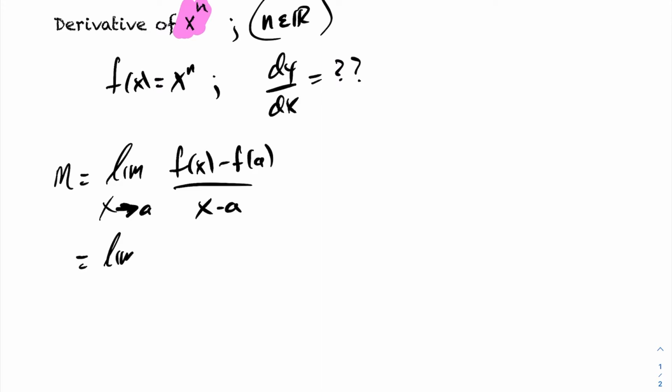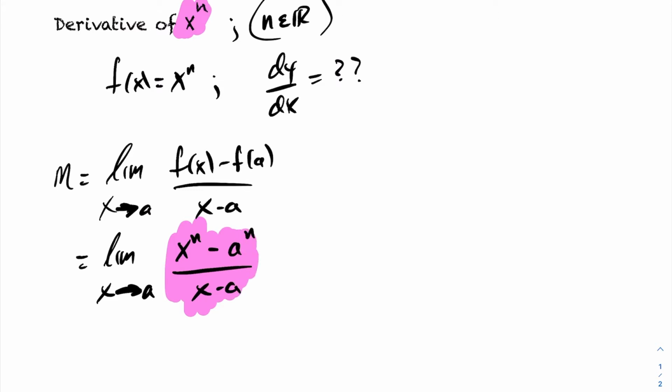Now, as I go here, I can take the limit as x approaches a. f(x) is equal to x to the n, f(a) will be a to the n, and divided by x minus a. Now, we're going to have to take a little detour here and take a look at a factoring property regarding this. So let's take a look.